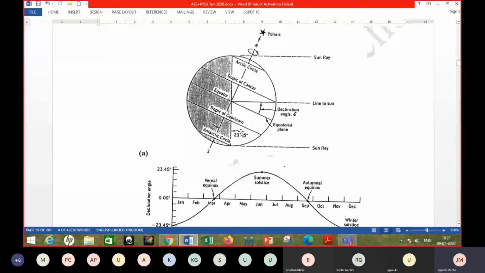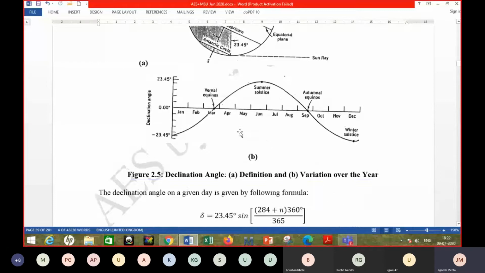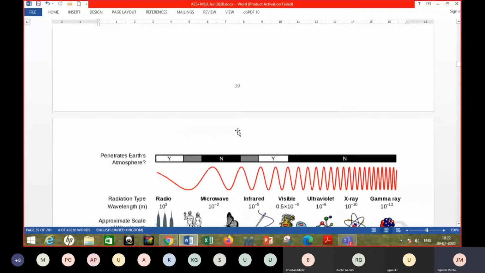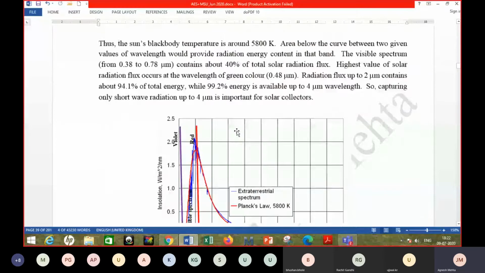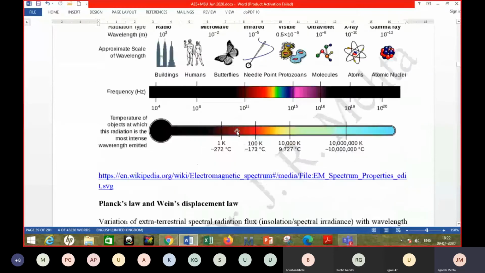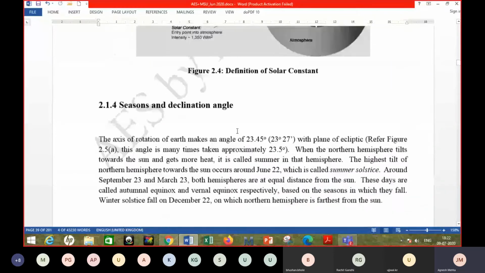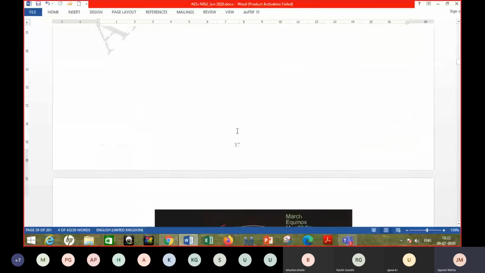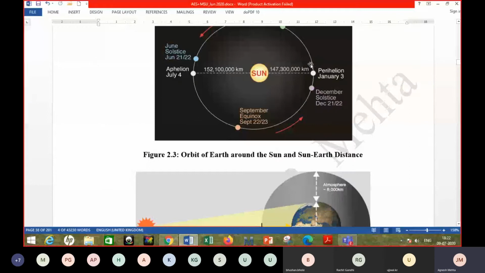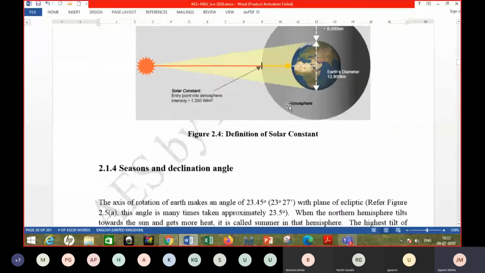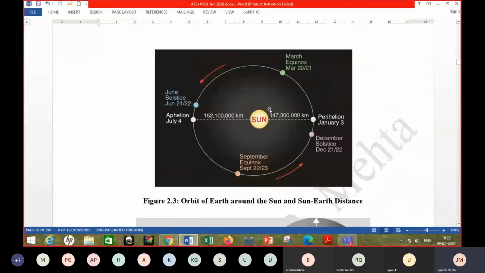So because of this, at some point, I think there should be a diagram explaining this. No, I don't have that diagram. Let me check if I have a diagram which also shows the inclination of the Earth along with the movement. I will put that diagram.